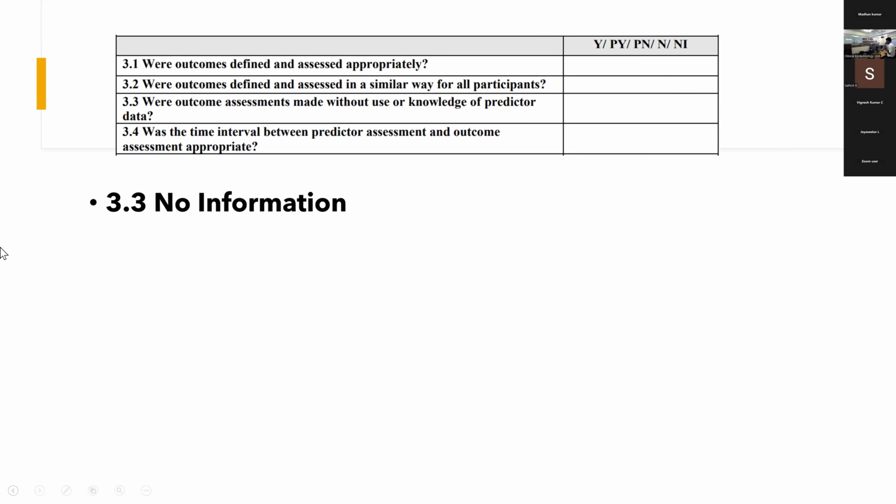The third question was whether the outcome assessments were made without the use or knowledge of predictor data. For this, we do not have any information available in the study article. Whether the outcome assessment of cardiovascular event was based on the predictors, whether the authors knew that the patient had diabetes, what the age of the patient was, what the smoking history of the patient was, and based on that, whether they decided to take the outcome as yes or no, we do not have any information about it.